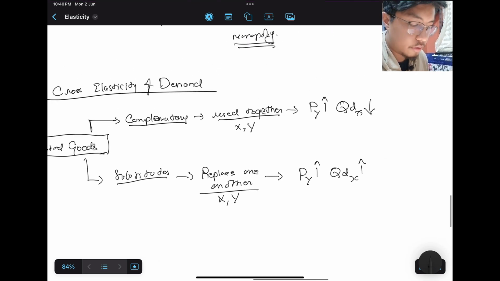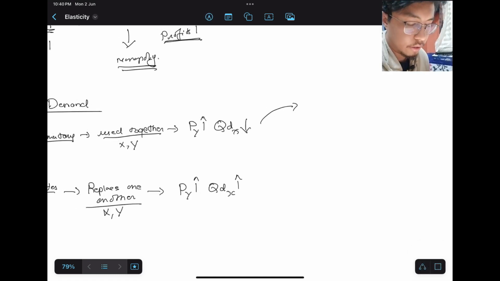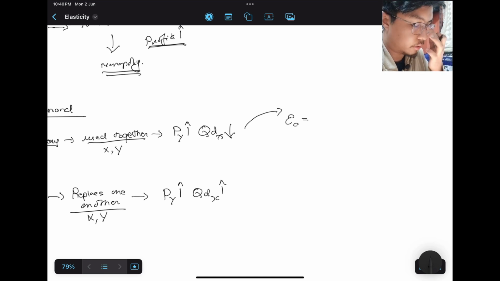Your law of demand just talked about this much only. Then comes your cross elasticity of demand. Our cross elasticity of demand again uses the percentage method. So your cross elasticity of demand is cross price elasticity of demand, okay?